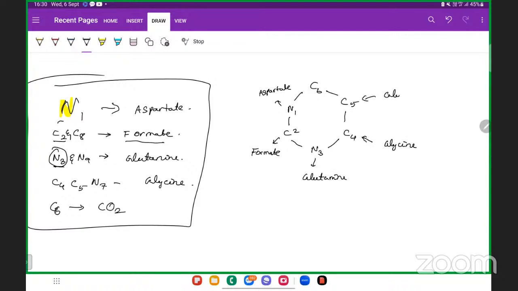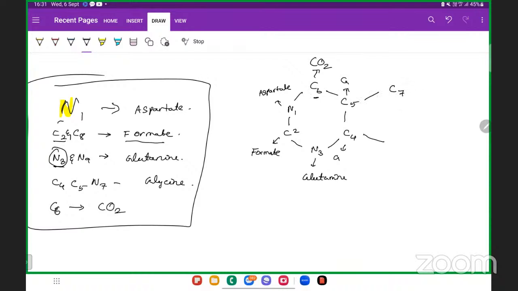C5 is again glycine, and this is also glycine. I just represent it as G. And your C6 is going to be carbon dioxide. Now you have C4 and C5, isn't it? So at that position, we are going to form a new ring. Okay, so this is going to be C4. We ended at C6, so we form it at C7.